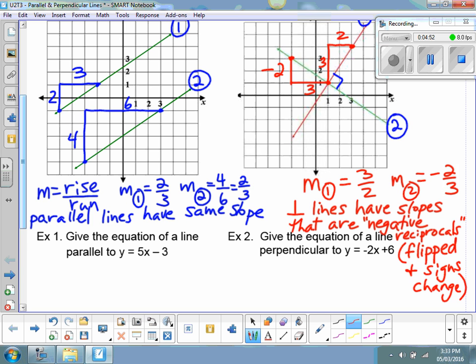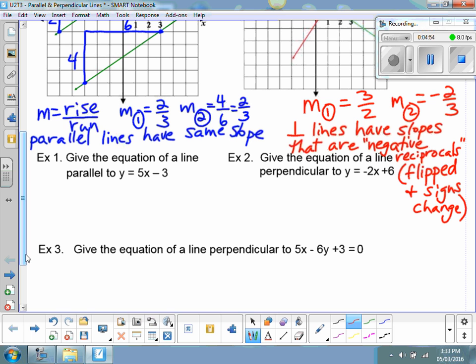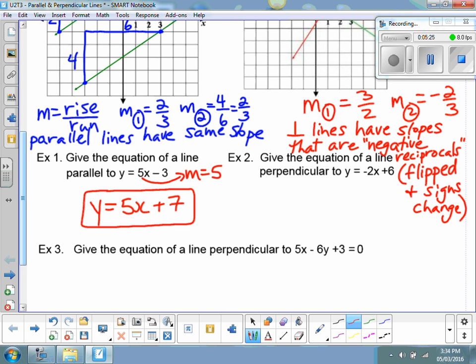Okay, so that's the relationship between parallel and perpendicular, and we're going to use those relationships to help answer some of these questions here. So in example 1 here, it says give the equation of a line parallel to this line. So we know that the slope of this line is 5. So I just need to write the equation of a line that has a slope of 5. So I can simply write y equals 5x, and then I can add or subtract any number I want on the end. So there's obviously an infinite number of possibilities here for our equation that's parallel to that, but y equals 5x plus 7 is one of those.